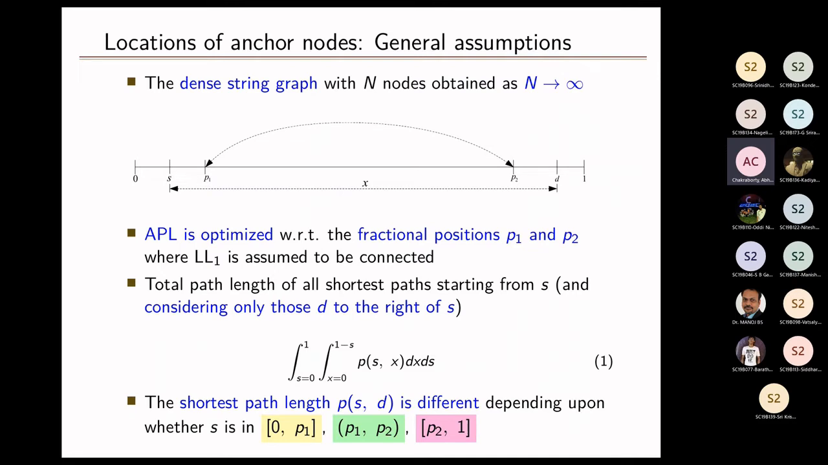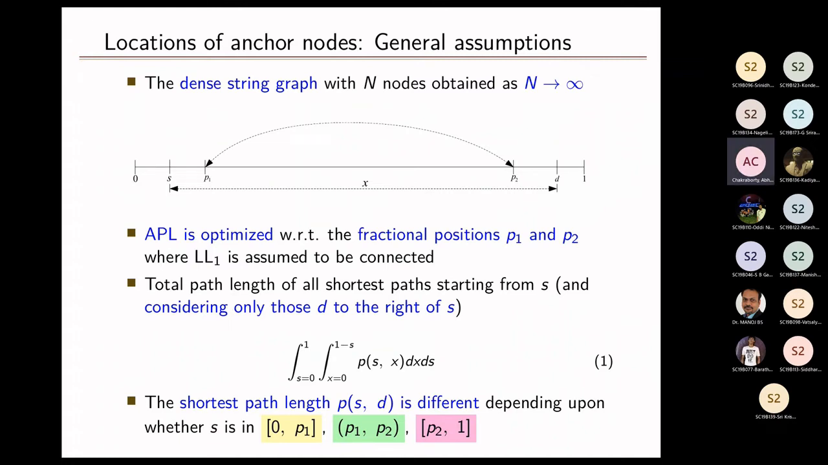This network is a unit string and there are n nodes where n tends to infinity, and as a result the distance between two nodes is always 1 by n. If you add a long-range link, it is also almost 1 by n, and that doesn't matter, because when scaling it will give you the same result.